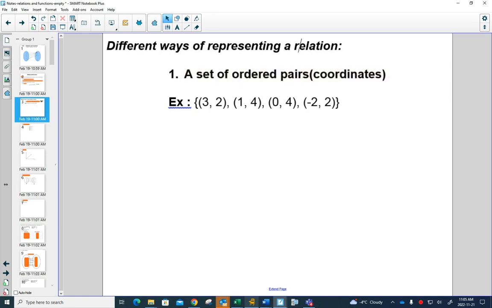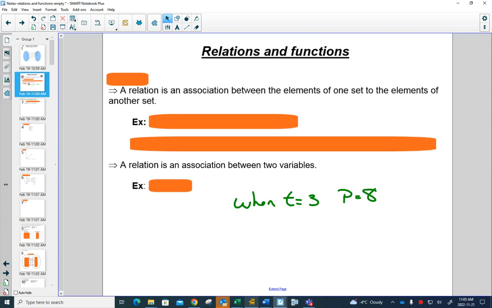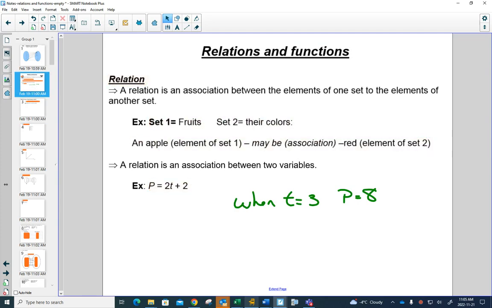Different ways. I'm going too fast. There's a lot of things.